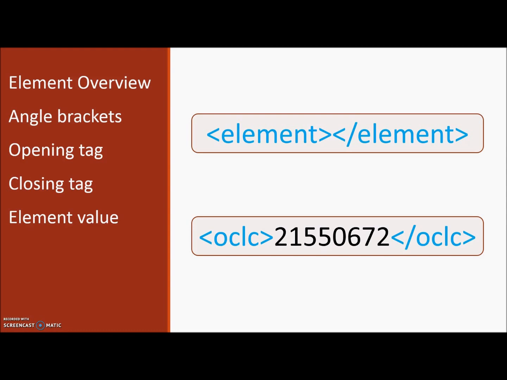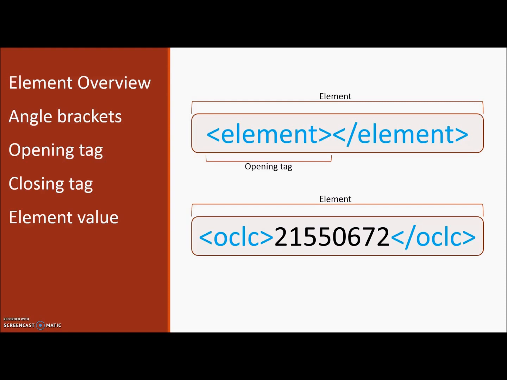Requirements of elements include the following. You have your elements right here, and they have to have an opening tag and a closing tag. Those opening and closing tags both have the angled brackets, and then the name of the element is held within them. In this case, this element is named OCLC, and it has its opening tag right here, and then the closing tag. The closing tag will have the slash, and the value of that element will be right here.